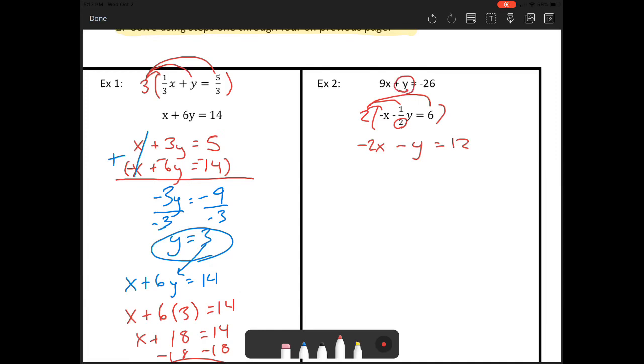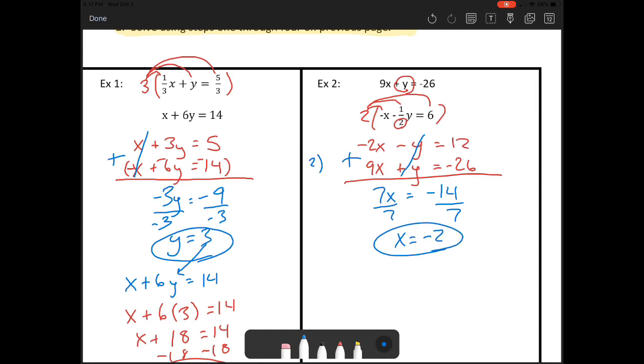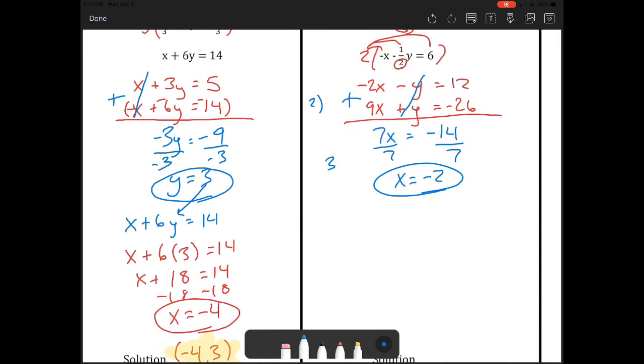Well, before you even do anything, you can notice on the first equation that we have a positive y, so they're already opposites. So all we have to do is write down our next equation, equals negative 26. Now we can go straight to step 2, which is adding these 2 equations together. So our y's are going to cancel, and then we're going to end up with 7x equals negative 14, because of negative 26 plus 12. So now we're on the third step. We're going to solve for x, and we get x equals negative 2. So that was that third step.